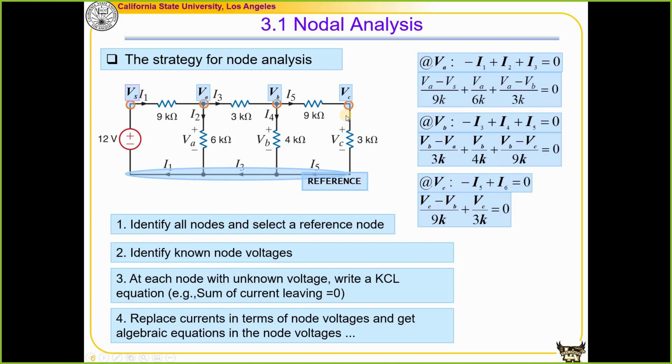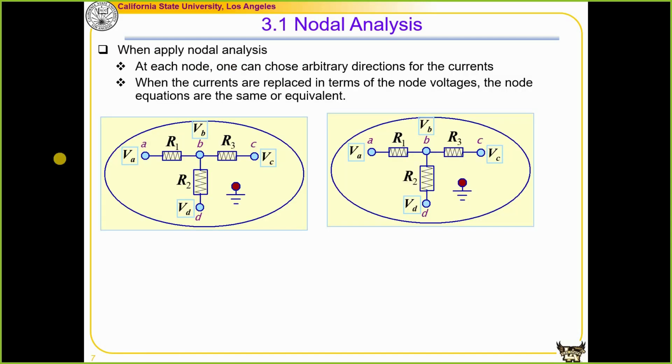I6 is the current leaving the node Vc. You can add it back to your circuit over here. Now you are wondering how to write a KCL equation, because there are different ways that you can define your reference direction for the current. It doesn't matter how you define the direction of the current, they are equivalent. Over here, these two are the same circuit, but I have two different definitions of the current. In this case, I define the current in this way.